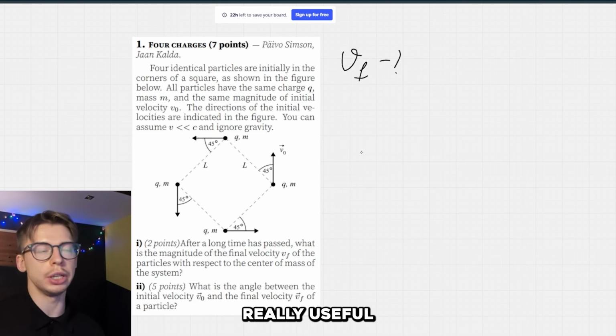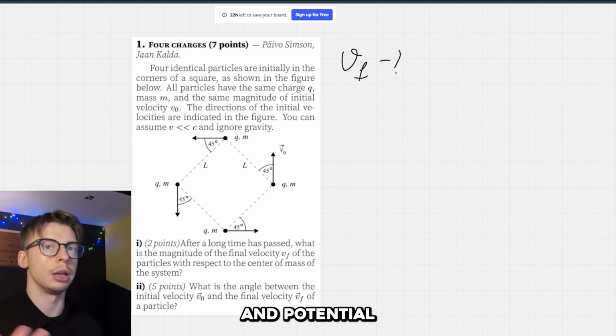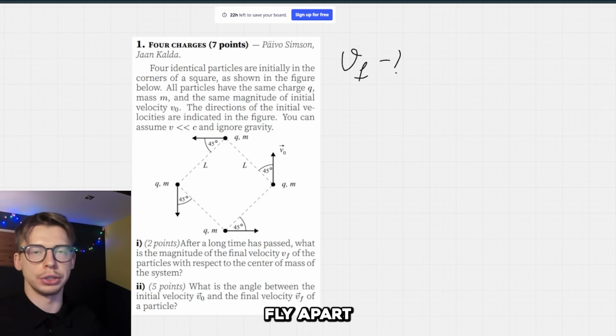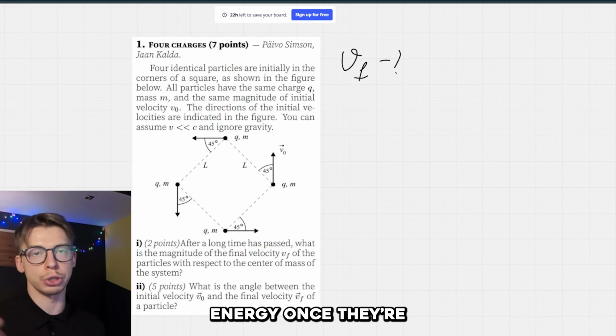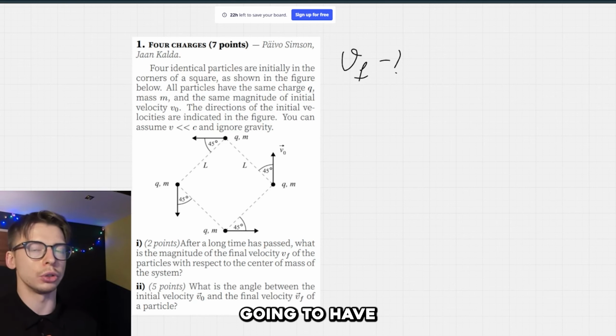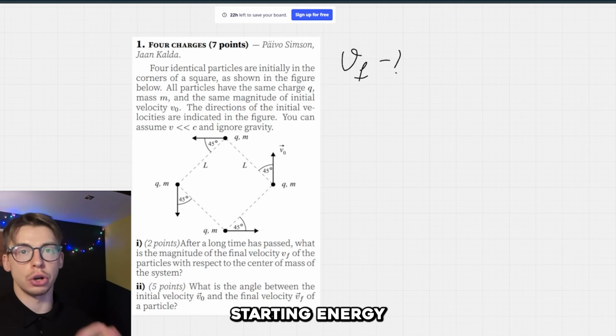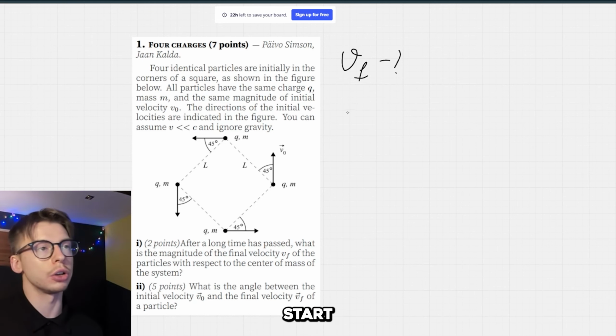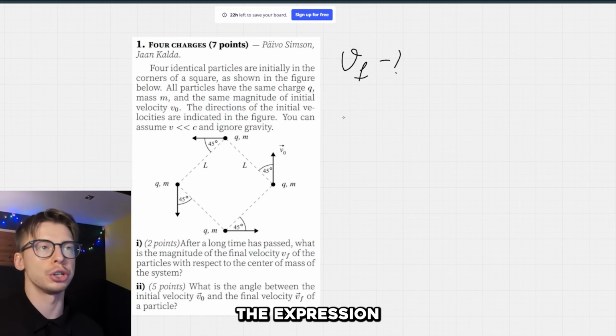I think it's going to be really useful to understand that while these particles are together, they're going to have some energy that is a combination of kinetic and potential energies. But once they go apart, because they're the same charges, they're going to be repulsive and they're going to fly apart. Then they're going to have no potential energy once they're infinitely far away. They're only going to have this kinetic energy. By equating the starting energy with the ending energy, I'm going to show you that we can actually find our ending velocity. So I'm going to start the problem by just finding the expression that tells us how much energy we have in the beginning of the system.